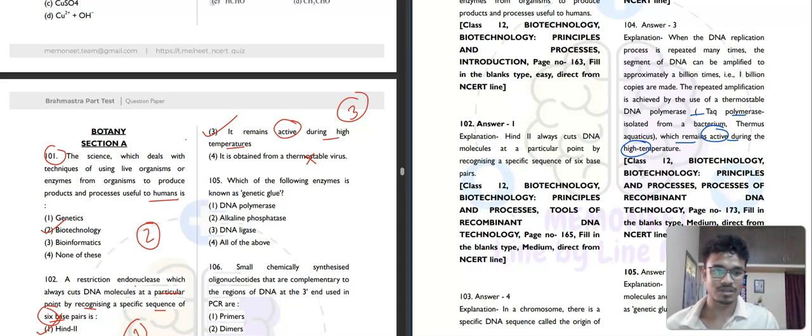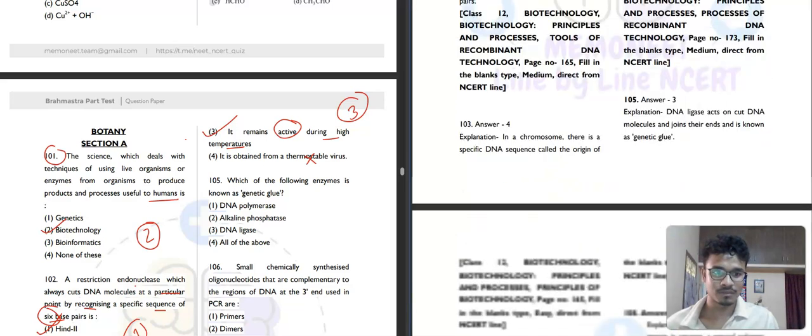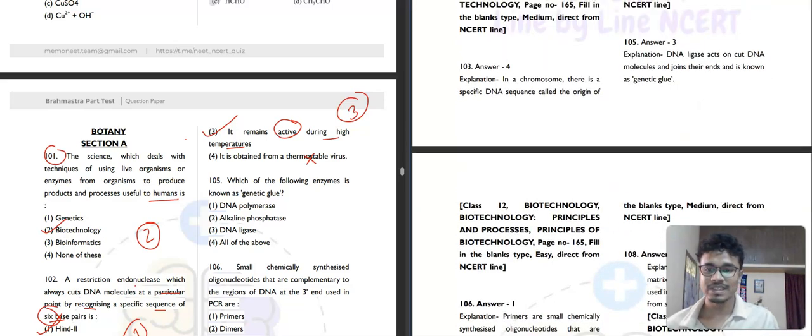Then the next question, 105. It is saying, which of the following enzymes is known as genetic glue? Genetic glue, which one is? DNA polymerase? No. Alkaline phosphatase? No. These are a different sort of enzyme. But DNA ligase, which joins the DNA, that means the genetic glue. Glue means, okay, you know. So third option, genetic glue is DNA ligase. Not all of the above.